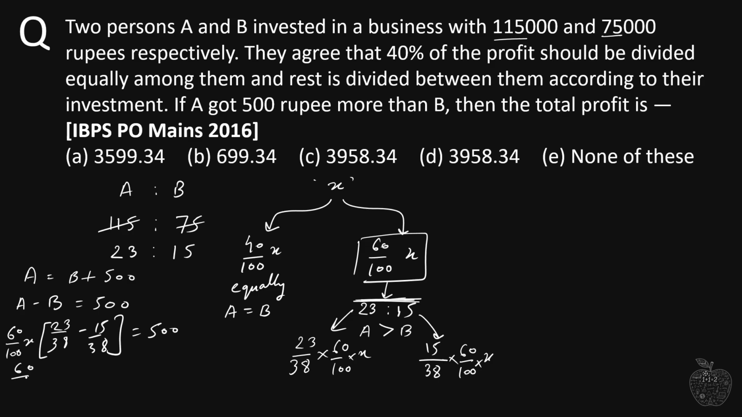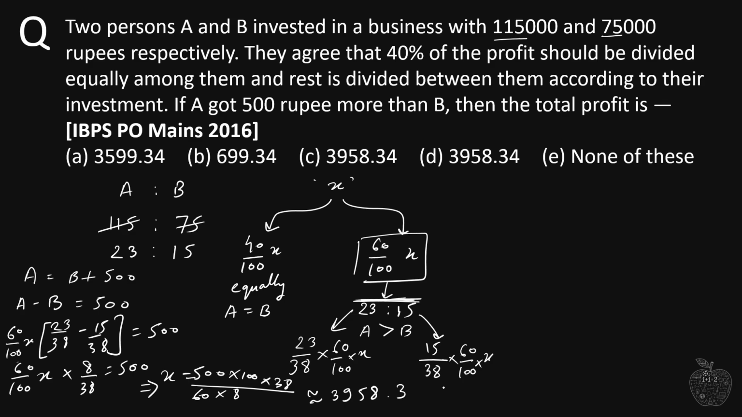Now 60 by 100 X multiplied by this will give me 8 by 38 is equal to 500. So I get X as 500 multiplied by 100 multiplied by 38 divided by 60 and divided by 8. When we calculate this entire thing, we get approximately 3958.33, or I can say 0.34, and this is our required answer. So here option C is the correct one.